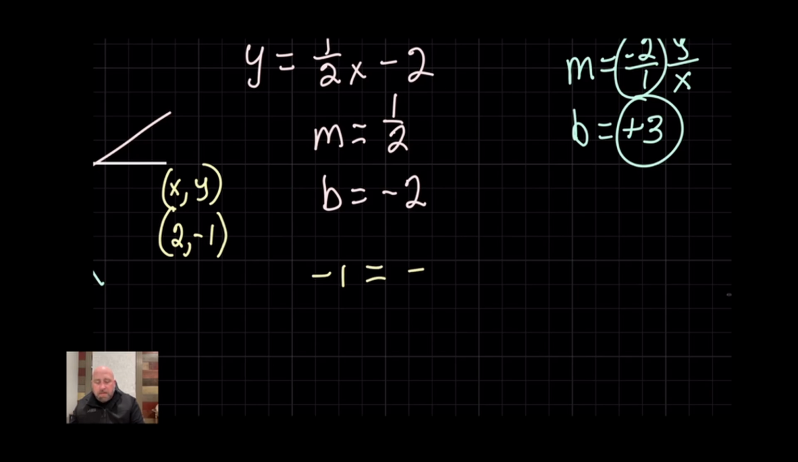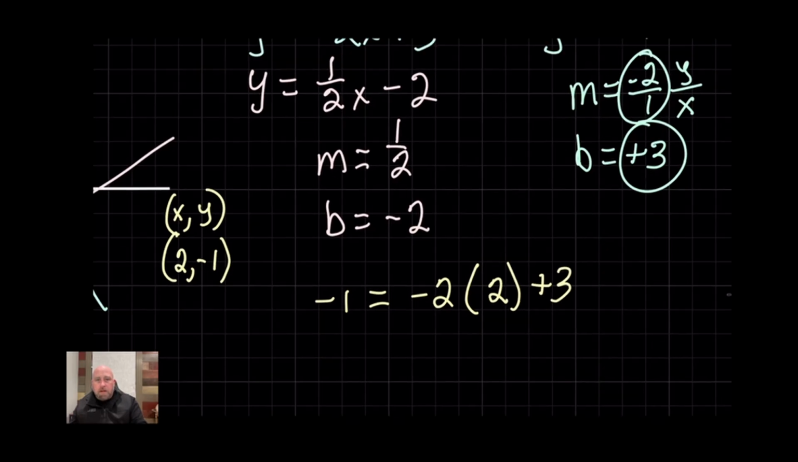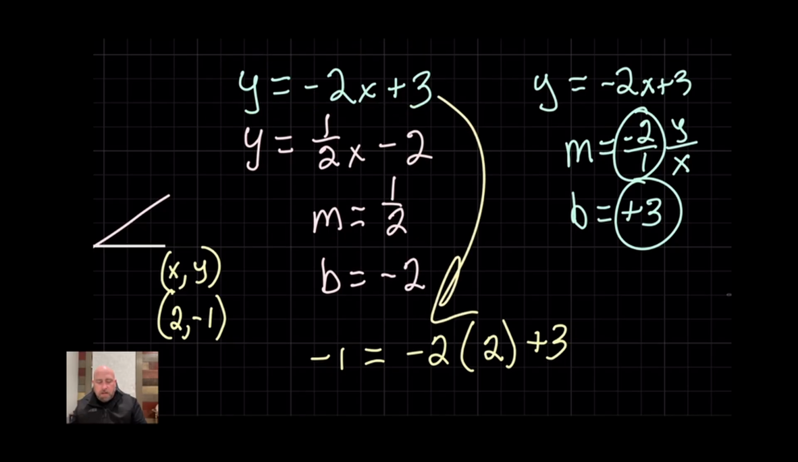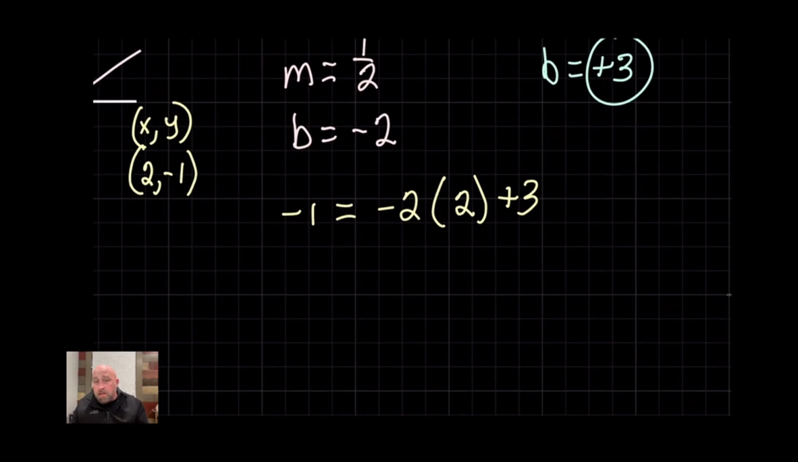Equals -2x, and x is 2, plus 3. Okay, so that's this right here. I just rewrote this down here. And then instead of the y, I put y from over here. And instead of the x, I put 2 from over here. Now, what we want is we want this to be -1 equals -1. That will mean that we solved it correctly, and that will mean that it checks on that line.